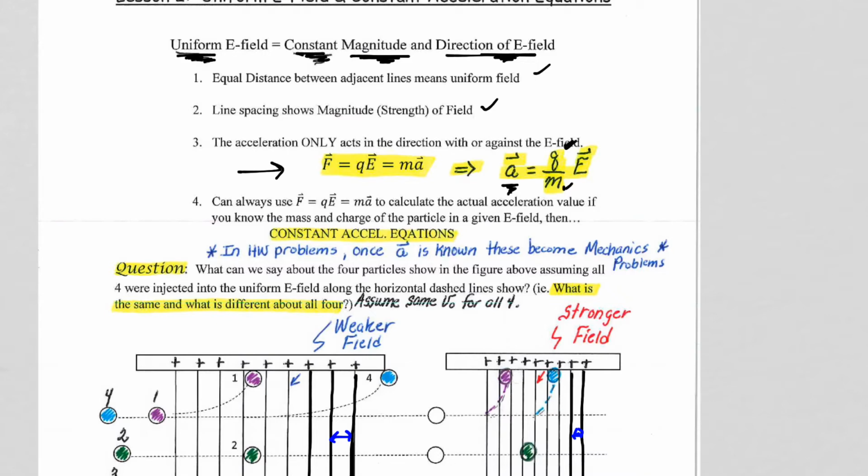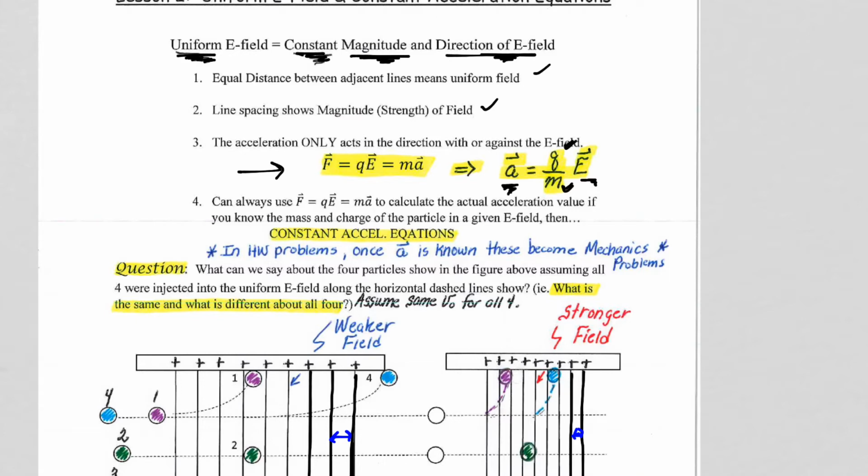So the larger the q value, the greater the acceleration. A q of 10 coulombs will have twice as much acceleration as a q of 5 coulombs. And of course, a lighter particle, a smaller mass, has a larger acceleration, and if the field that it's in has a larger value, then of course you have a larger acceleration.